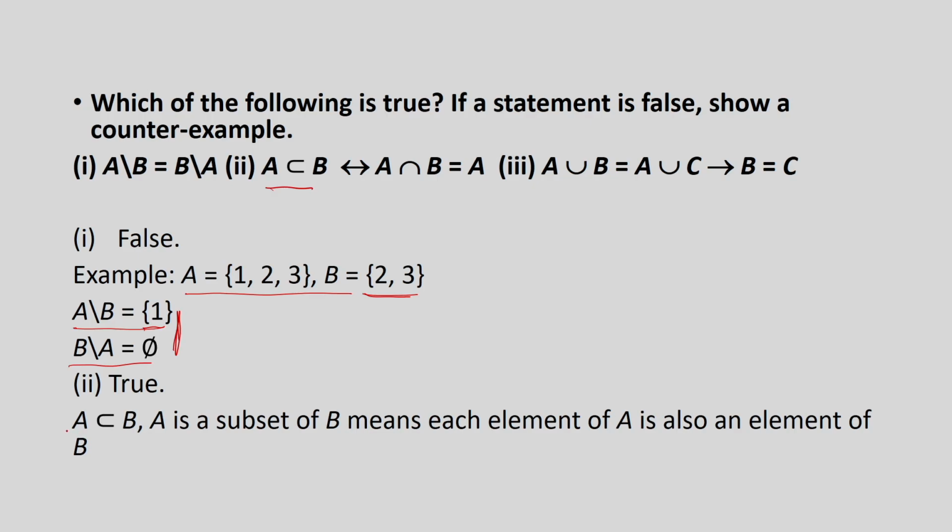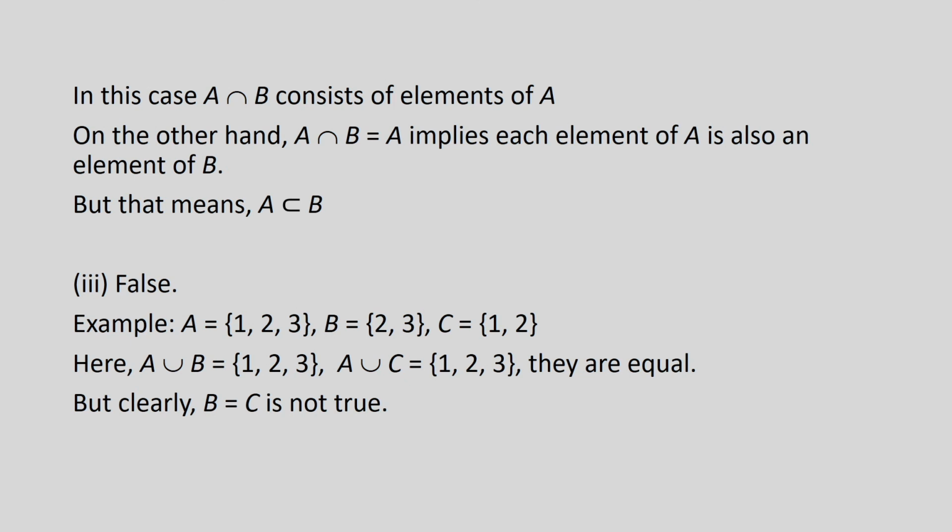Now, when we say that A is a subset of B, it means that each element of A is also an element of B, right. That is the definition of a subset. In this case, A intersection B consists of elements of A, right. So, if we take one to be a subset of the other and if we take the intersection, the set becomes the subset.